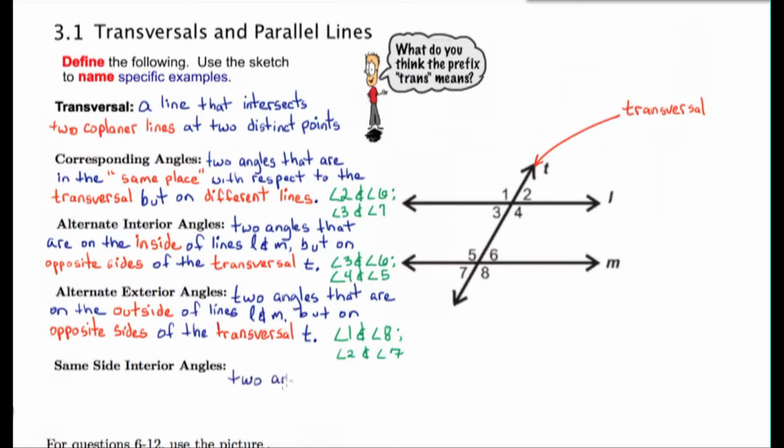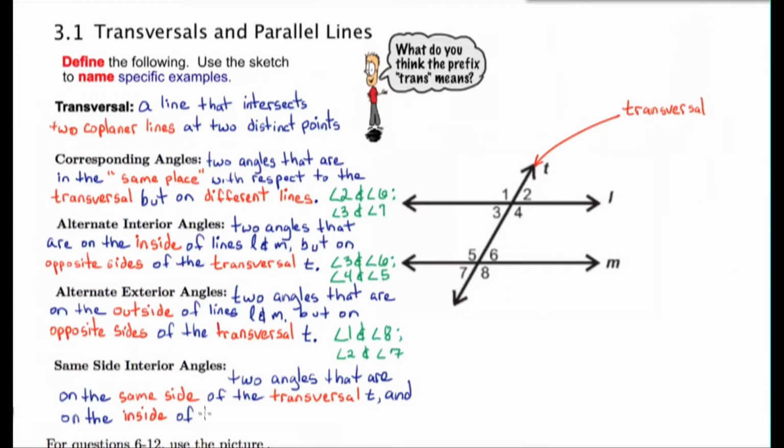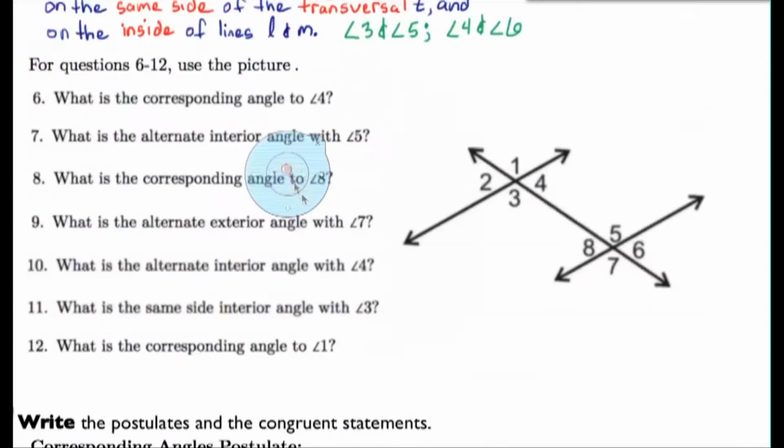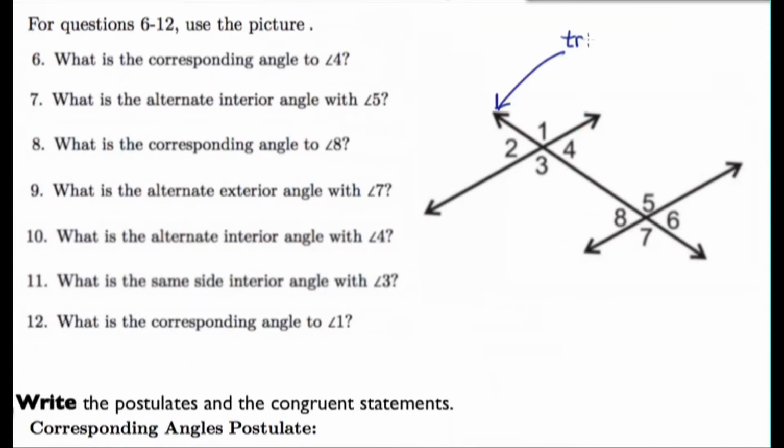Same side interior angles are two angles that are on the same side of the transversal T and on the inside of lines L and M. So this would be angles 3 and 5 and 4 and 6. There are also same side exterior angles, and we'll take a look at an example of that later. Okay, so let's try an example problem.